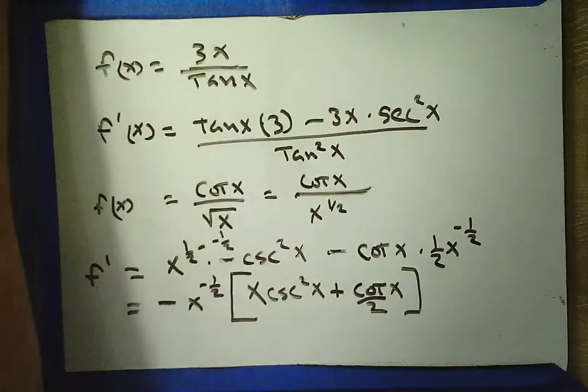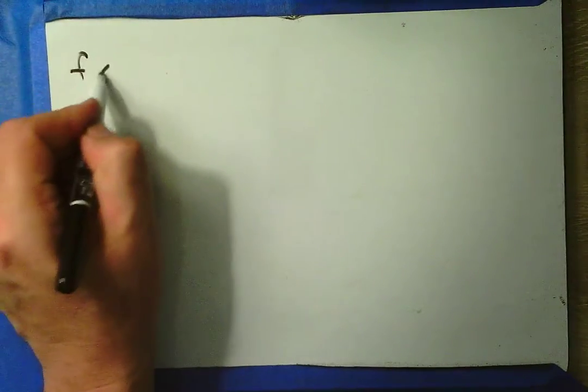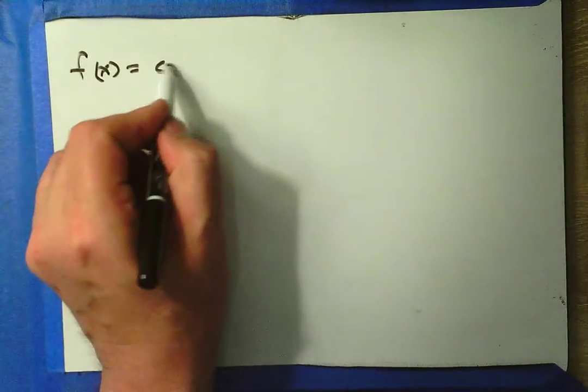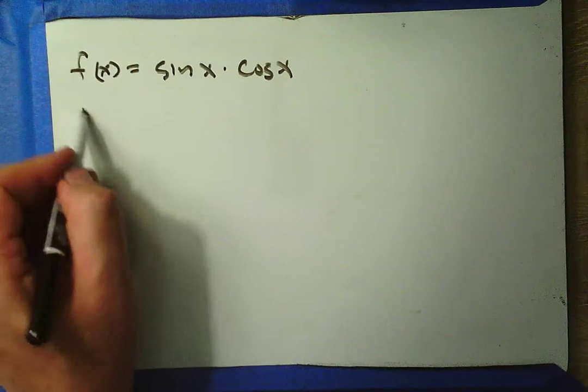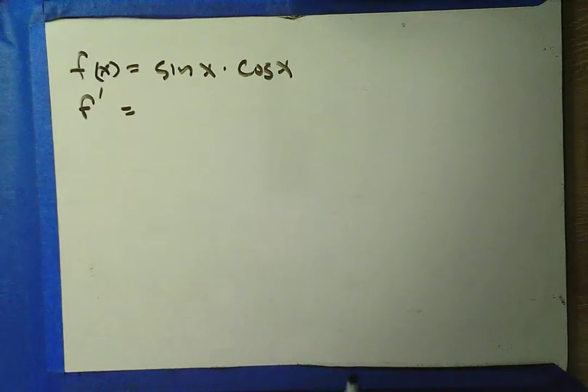How about you try this gentle one? F of x equals sine x cosine x. So f prime. Think about that for a moment. I'll have a sip of water.